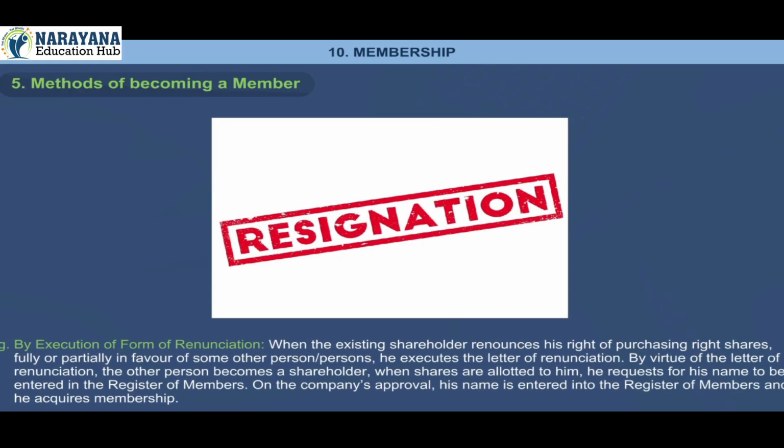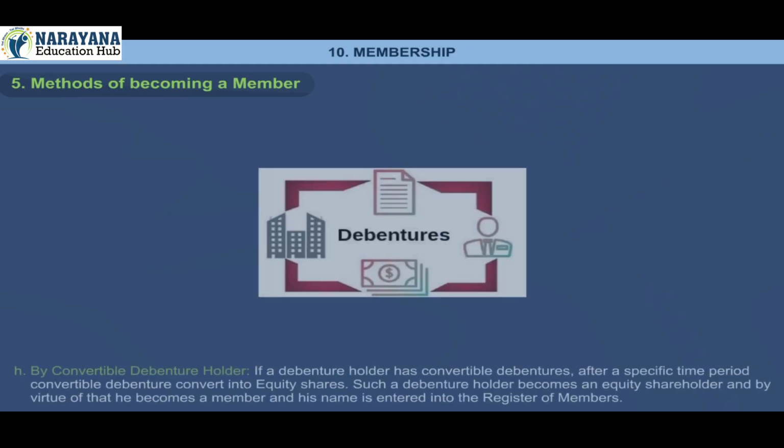G. By execution of form of renunciation. When the existing shareholder renounces his right of purchasing rights shares fully or partly in favor of some other person or persons, he executes the letter of renunciation. By virtue of the letter of renunciation, the other person becomes a shareholder. When shares are allotted to him, he requests for his name to be entered in the register of members. On the company's approval, his name is entered into the register of members and he acquires membership.